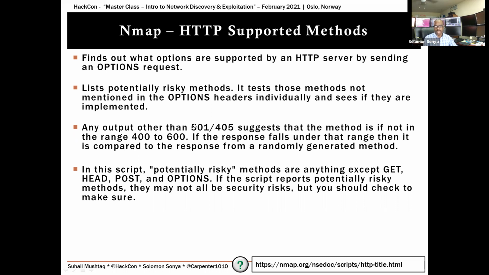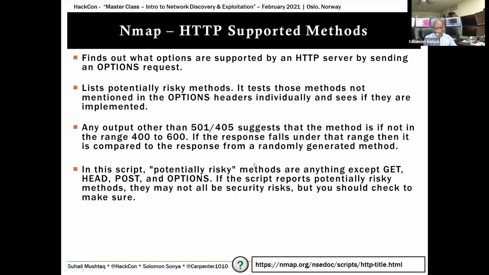Now, any messages other than 501 or 405 suggest that the method might be out of range, if it's not within 400 to 601. And then if the response fails, it will update its details back to us from the script.